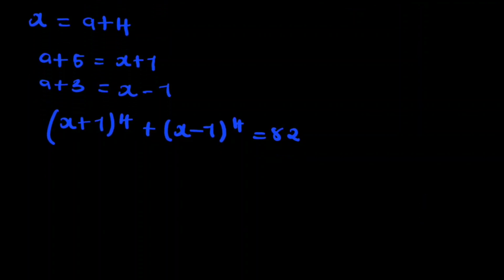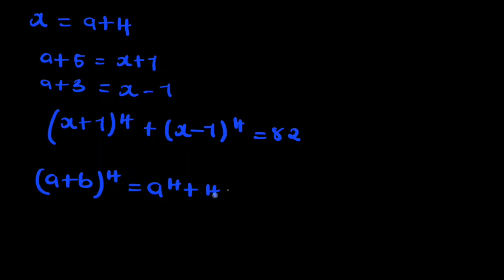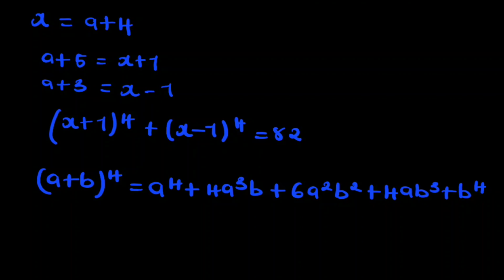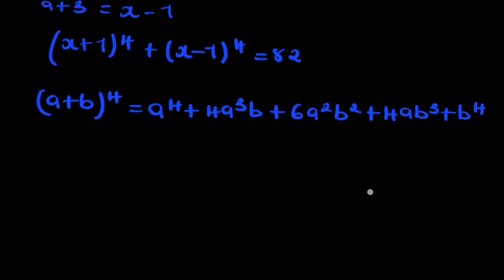But the first thing we should know is, if we have (a + b)^4, to expand these brackets, we have a^4 + 4a^3b + 6a^2b^2 + 4ab^3 + b^4. This is a constant to expand any bracket which has the power 4. So this is what we are going to use. Let's expand the first bracket, (x + 1)^4, now.